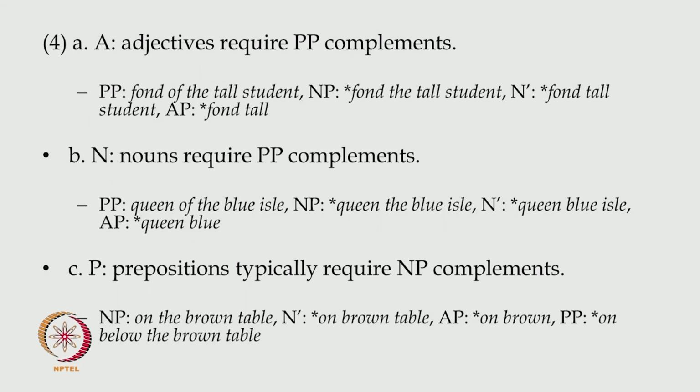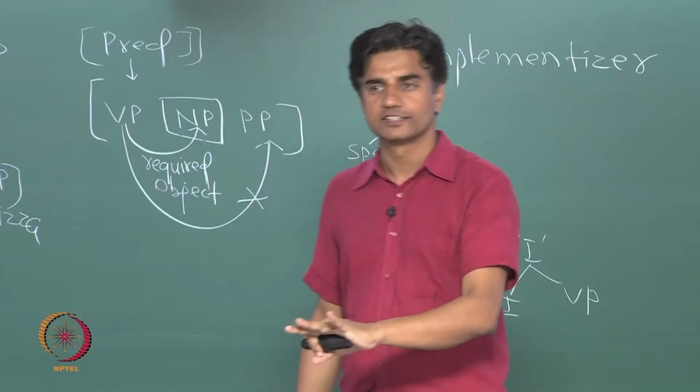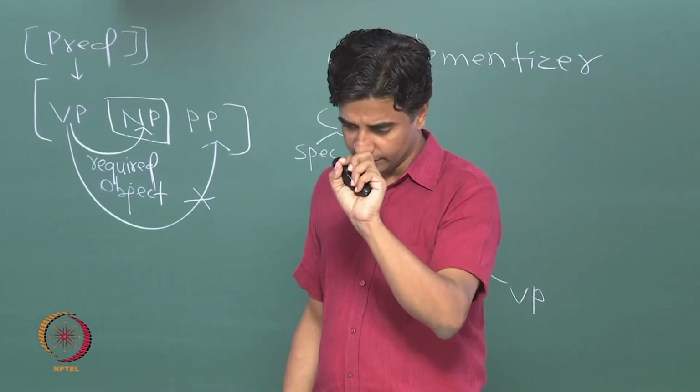And look at the third one. It should not be a problem there. That preposition will require NP complements, right? "On the brown table." I have talked to you about selectional restriction. Just give me another moment.